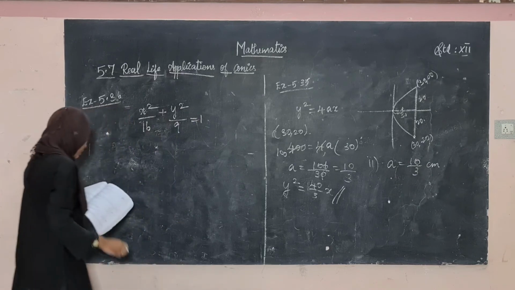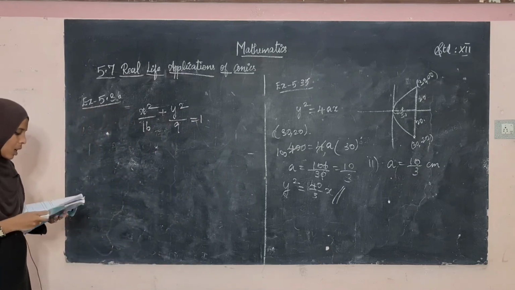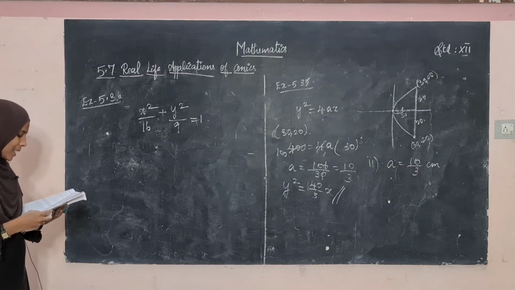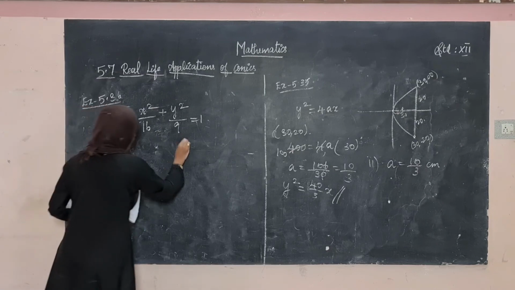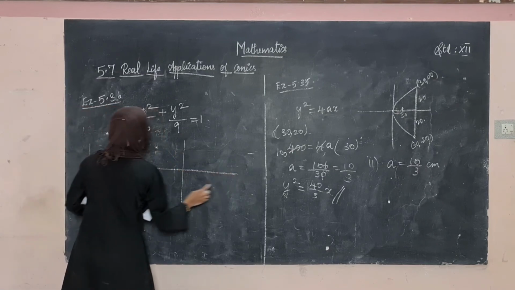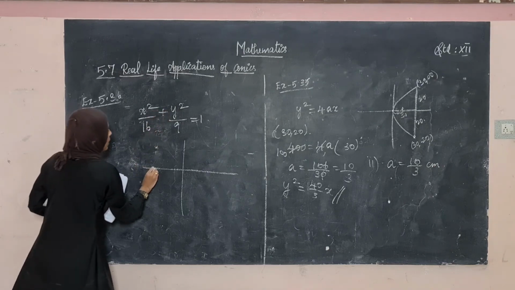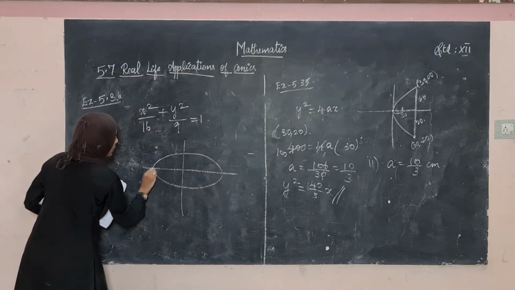The parabolic part of the system has a focus in common with the right focus of the ellipse. The vertex of the parabola is at the origin and the parabola opens to the right. Determine the equation of the parabola. So they have given an ellipse equation. This ellipse equation means it has the major axis as the x axis. So it will be like this.